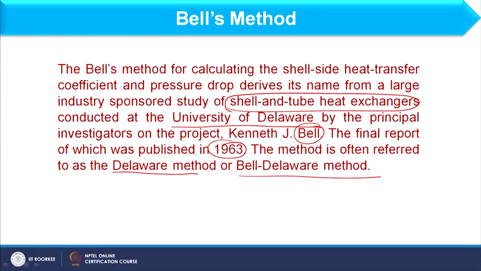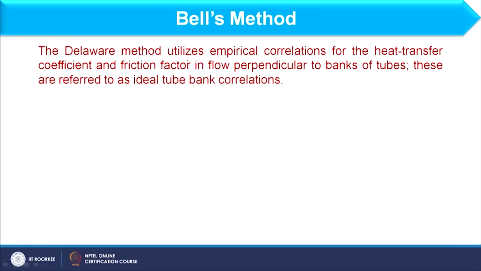This method was published in 1963, but the method is so detailed that it is used to design shell and tube heat exchangers in the current scenario also. As far as Bell's method is concerned, this method utilizes empirical correlations for heat transfer coefficient and friction factor in flow perpendicular to banks of tubes. These are referred to as ideal tube bank correlations.